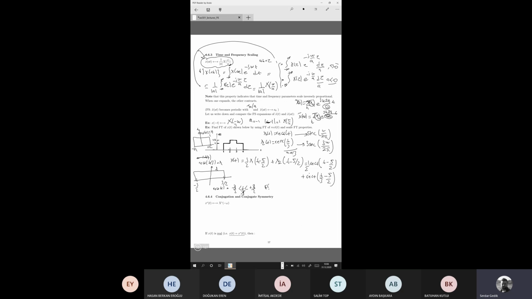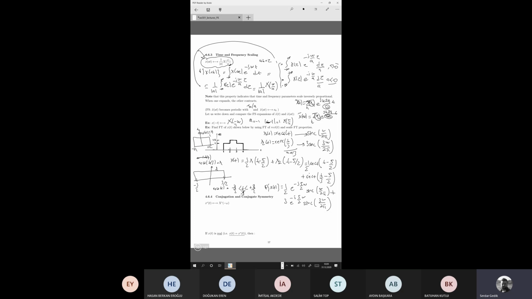So if I write the final answer, this is nothing but 1 over 2. I am using linearity and time shift properties: e to the power minus j 5 over 2 omega times sinc omega over 2 pi, plus 3 times e to the power minus j 5 over 2 omega times sinc 3 omega over 2 pi. So this is the Fourier transform for x of t, which is obtained using scaling and shifting properties.